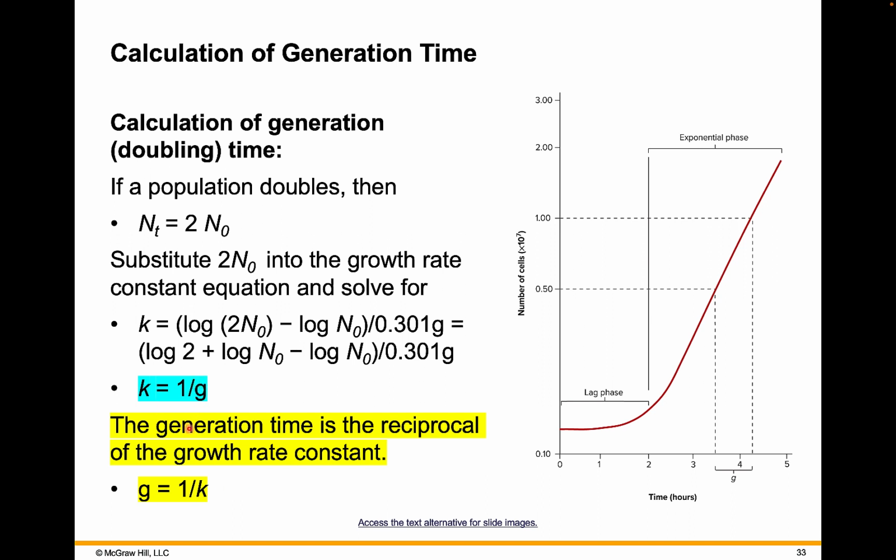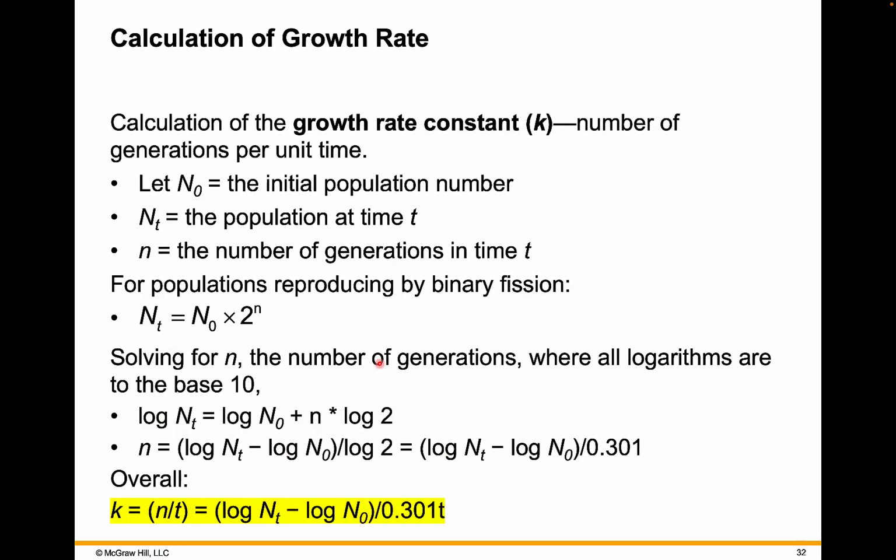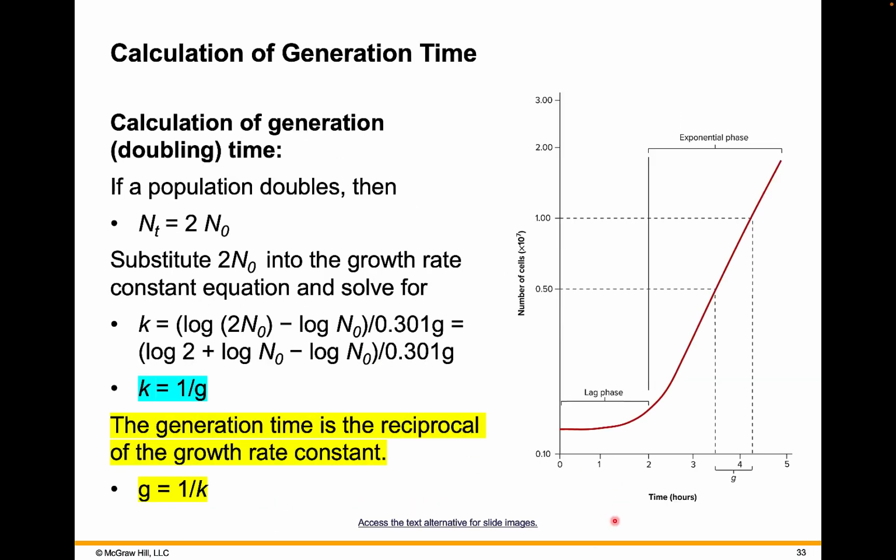So just these two take-home messages are important. Remember that the growth rate constant is 1 over generation time, or the generation time is 1 over K. So the generation time and the growth rate constant have a reciprocal relationship. All you need is essentially this. These detailed calculations are not necessary.